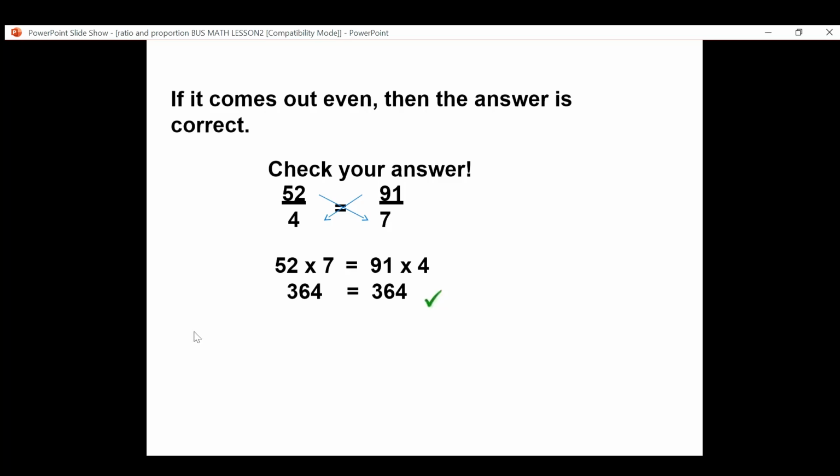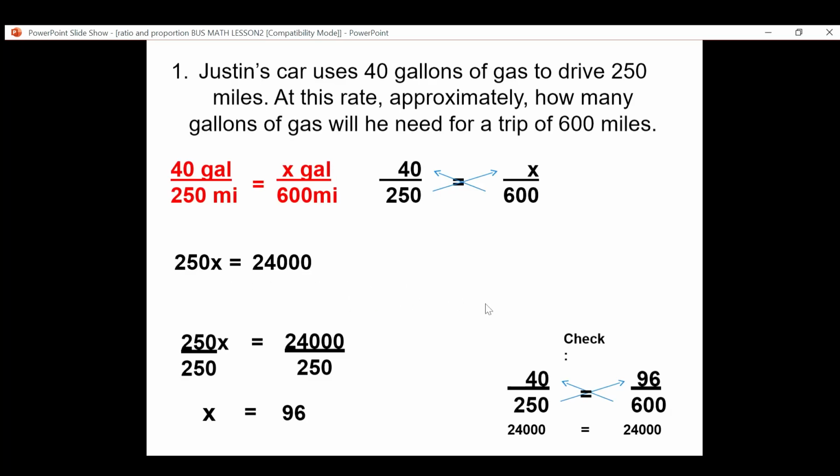So to check if the answer is correct, replace n by 91 and then cross multiply. So we will get 364 on both sides. Therefore, the answer is correct. Okay, another example.